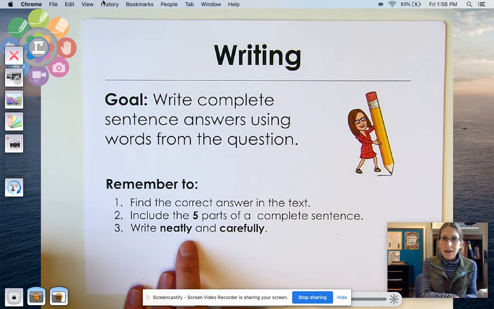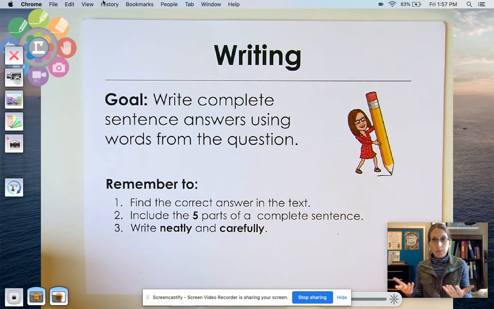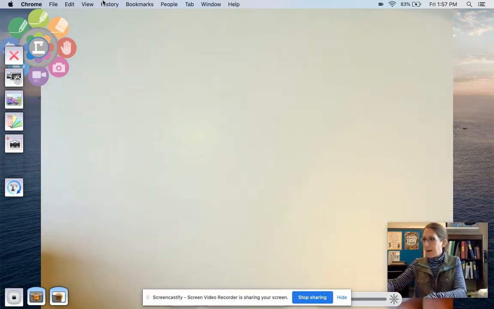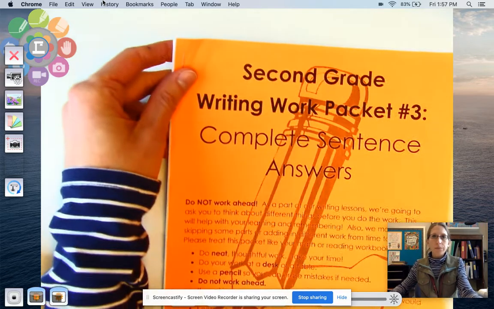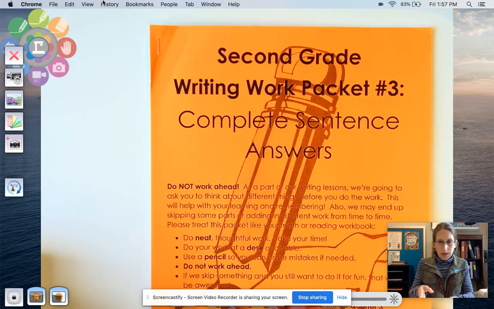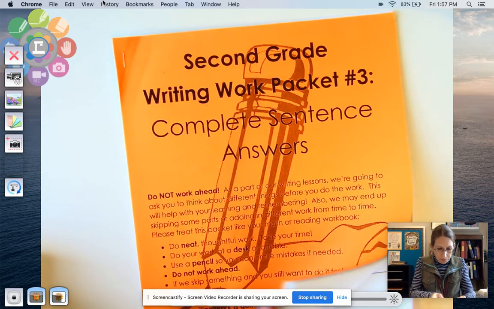This is a really good habit that we have been building this school year, writing neatly and carefully so that other people can read what we want to say and that we can communicate clearly. So let's go ahead and look in our writing work packet, number 3. And today we are going to work on page 13. So page 13 in our writing packets.